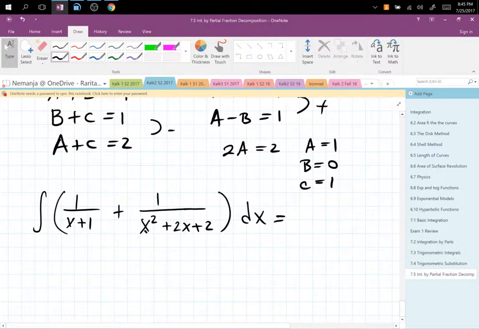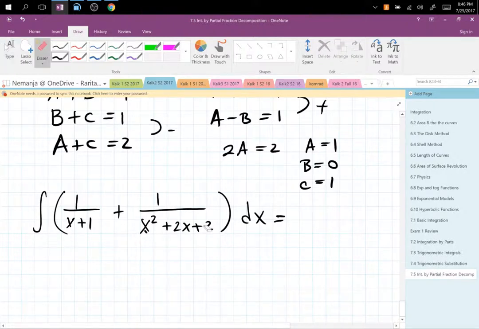You want to do ln of x plus 1 plus ln of x squared plus 2x plus 2? No. You have to use substitution to get the ln on the second one. The first one is correct. The second one you cannot have 1 over x squared and get ln. That only works with 1 over x. Get the x squared plus 2x plus 2. That would just be the x squared plus 1. Oh.